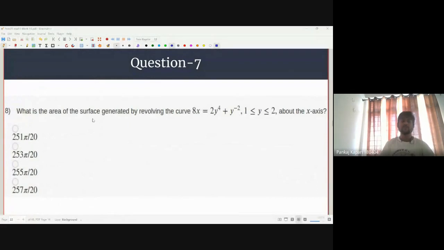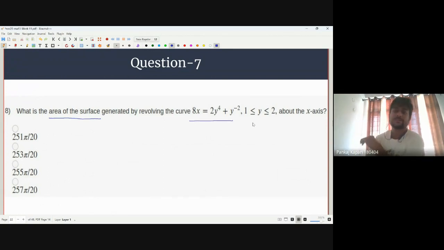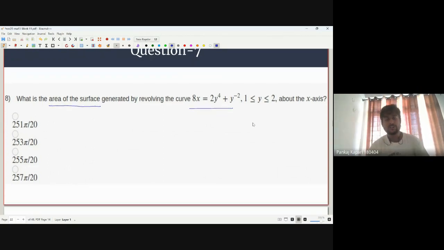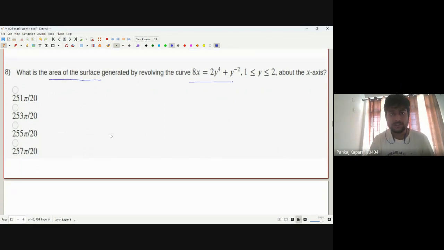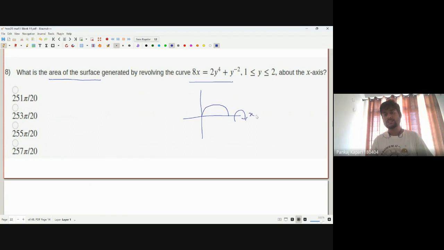In this problem, you have to find the area of the surface generated by revolving a certain curve about an axis. This is a third application, one more application of integration. Using integration, you can also find the area of surfaces which you get after you revolve a curve. You can imagine that if you have a semicircle and you revolve it about the x-axis, then what do you get for the revolution?